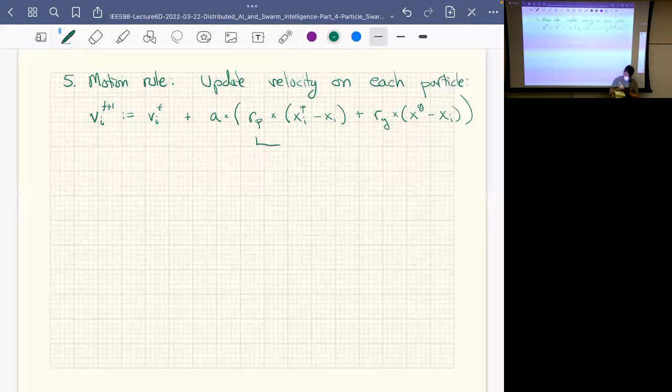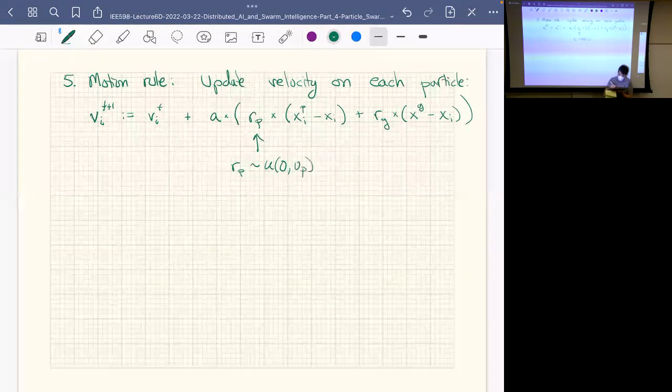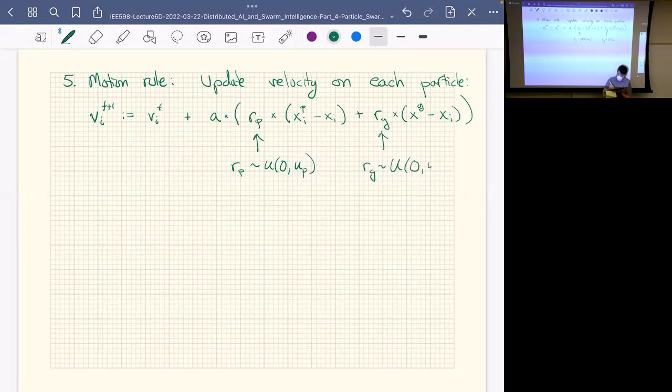And then these R's here, I'll just say that RP is a random value that is drawn from, and you can say zero to some upper bound. You could just make these from zero to one, but if you think of the original version, these had programmable upper bounds. So it didn't have to be one, it could be anything. For simplicity, you could just say these are from zero to one. I hate adding extra parameters. I'm going to write this as having an upper bound for personal best. I'll make that clear, it's a U, upper bound for personal best. And RG is drawn from a uniform distribution with an upper bound for global best.